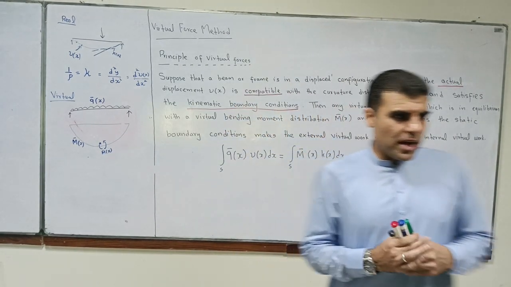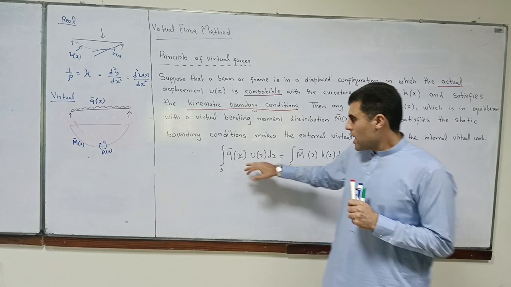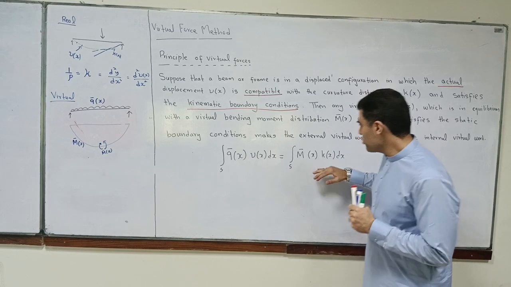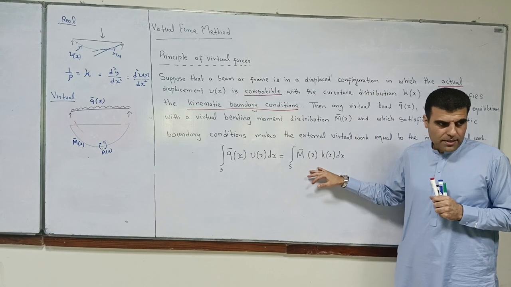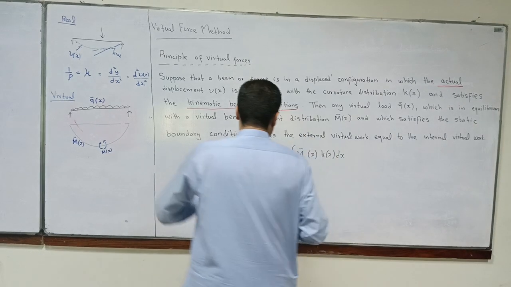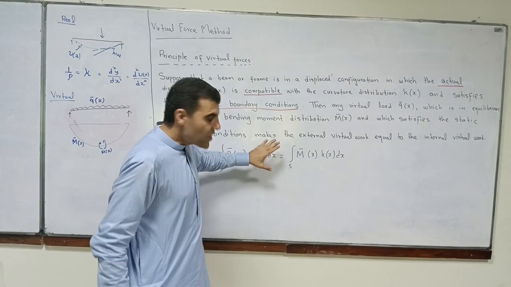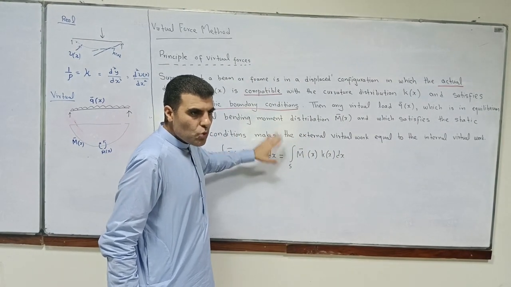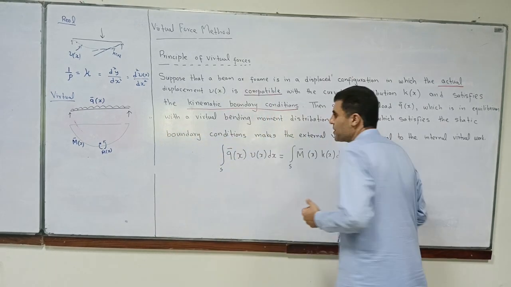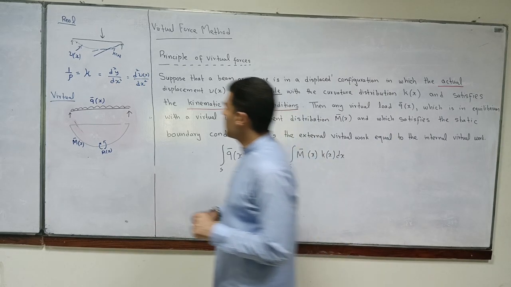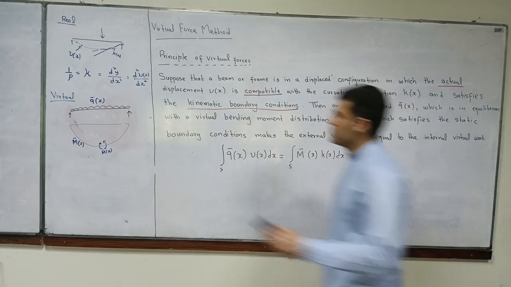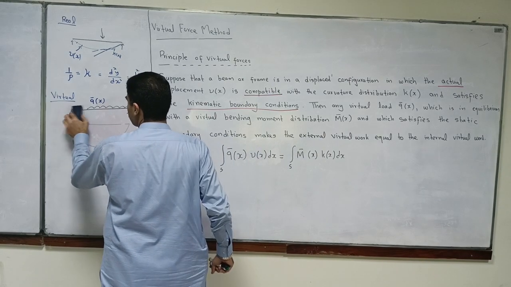So, now we have understood how the external virtual work is related to internal virtual work. Now we will use this statement to work out our deflections. Now how to make use of this? Let us try it on this. Imagine, let's make it the other way around. Imagine my virtual system.